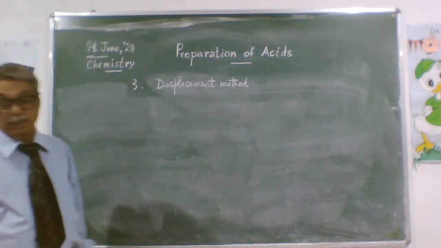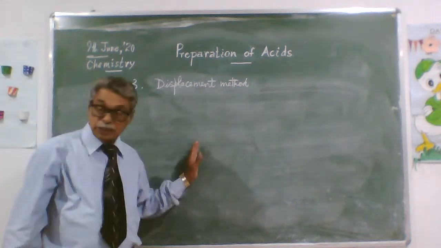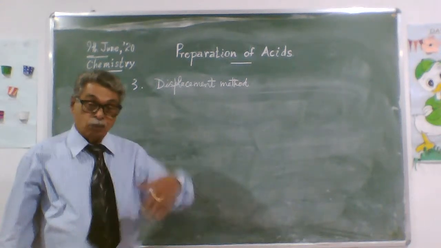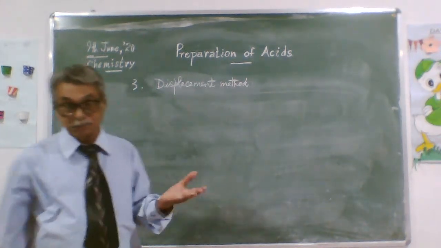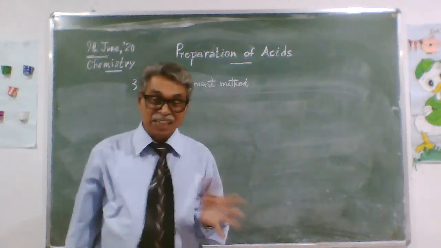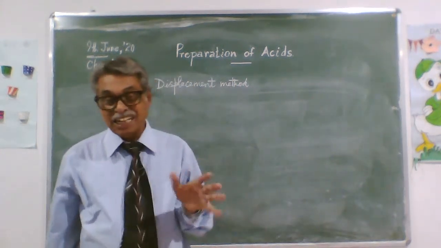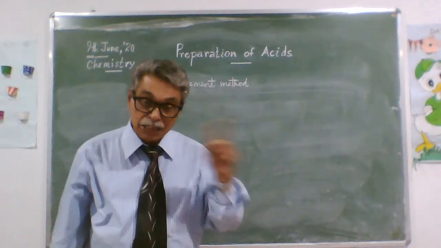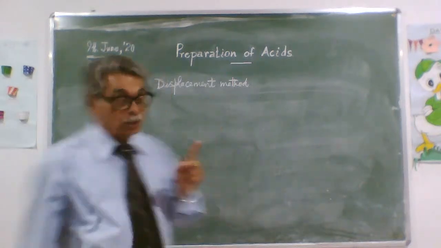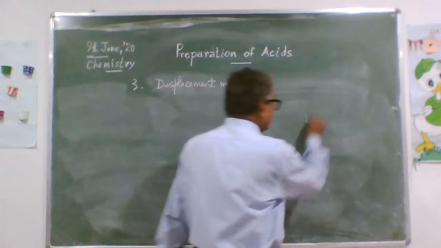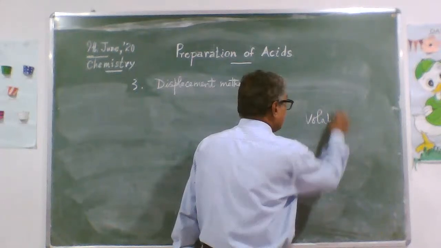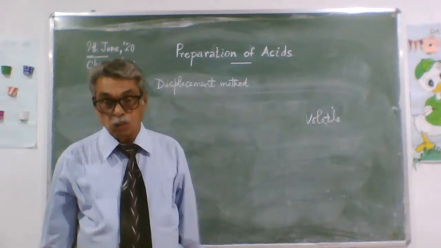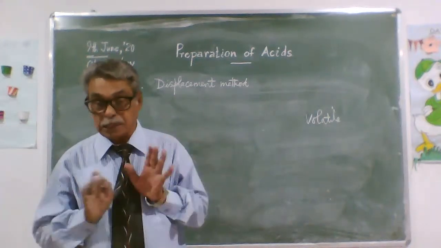Here, a less volatile acid can be displaced by a more volatile acid. I'm sorry, the other way. A more volatile acid can be displaced by a less volatile acid from its source. Now, what is the volatile term? What do you mean by volatile? Volatile means that which vaporizes very fast.